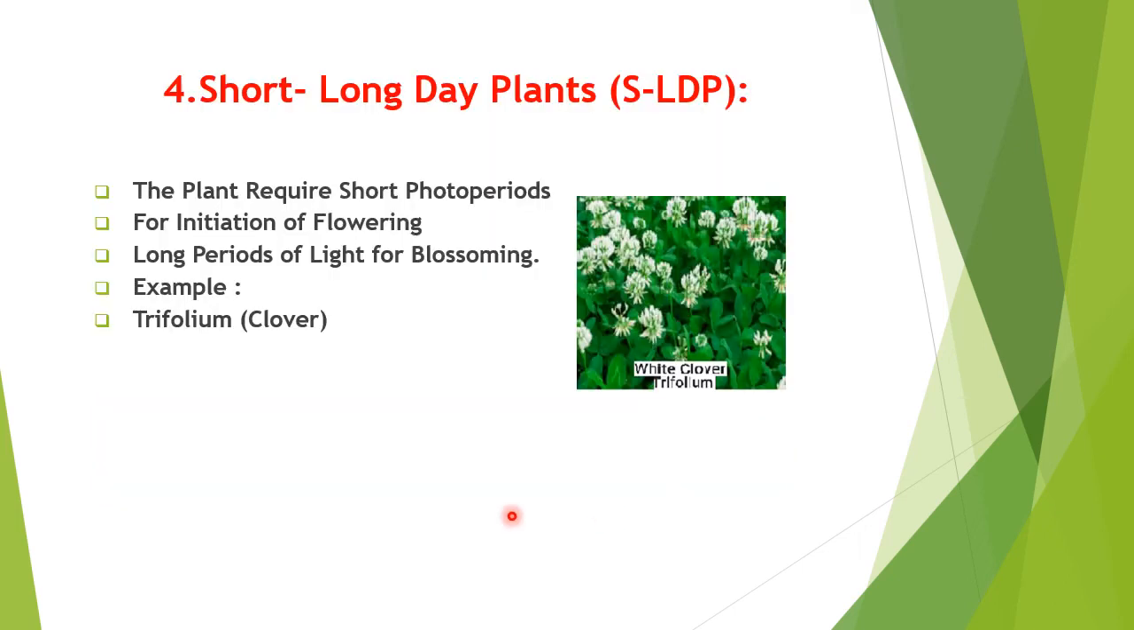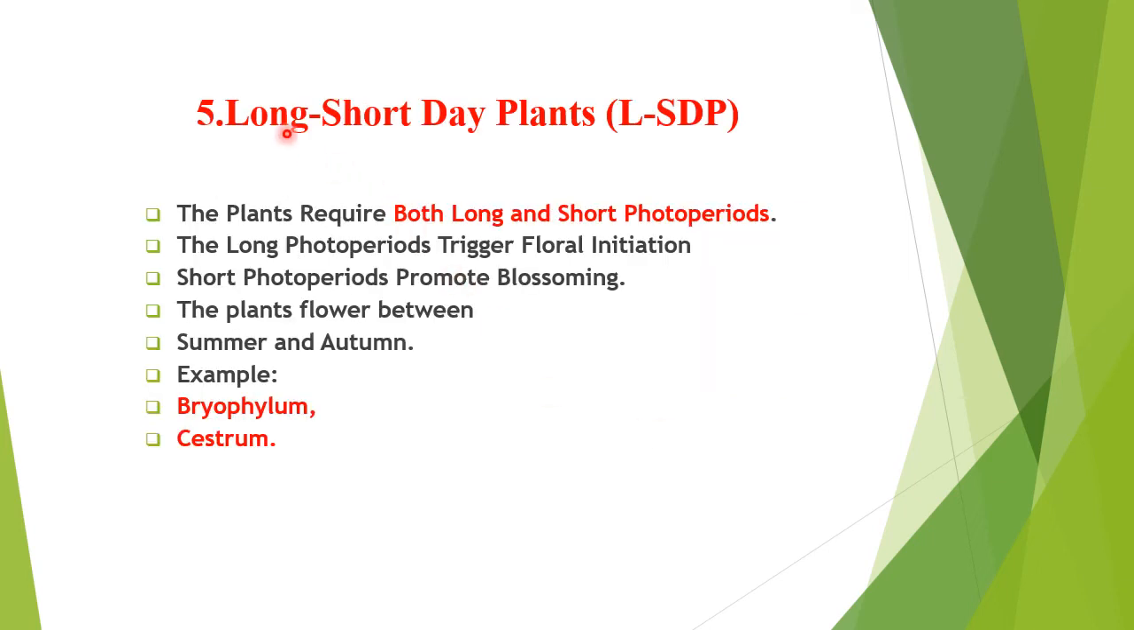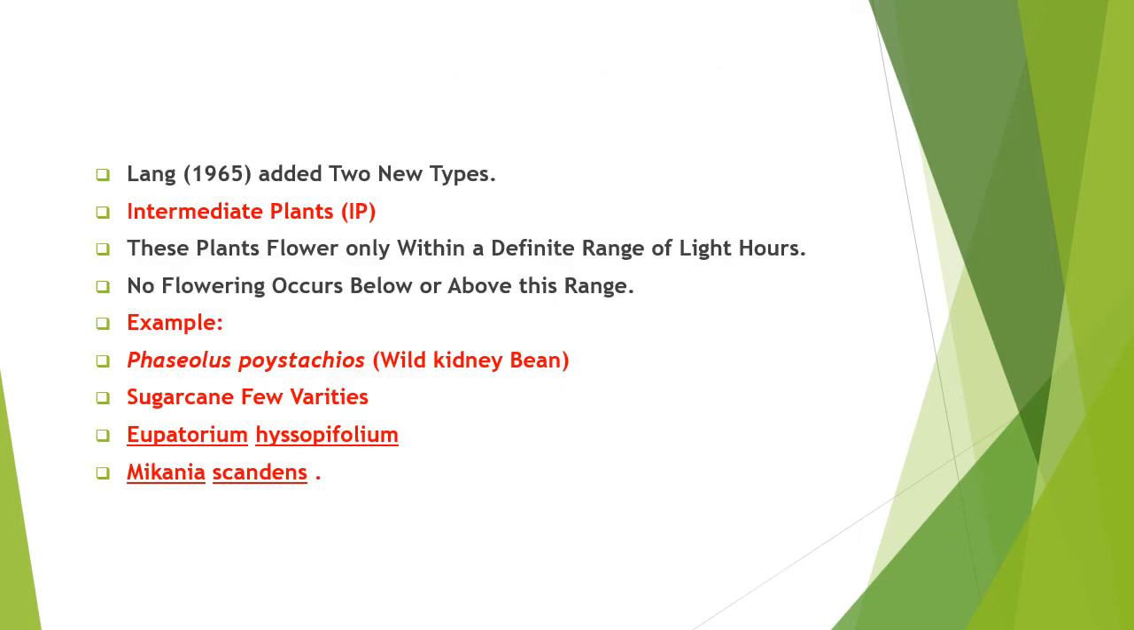In addition to this, there is one more that is called the short long day plants. As the name signifies, the plant requires short photoperiods for initiation of flowering, for the formation of the flowers, and long periods of light for blossoming. Example is Trifolium or the clover. For initiation, they require short days. For blooming, they require long days.